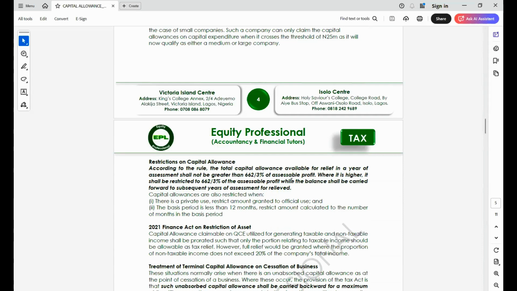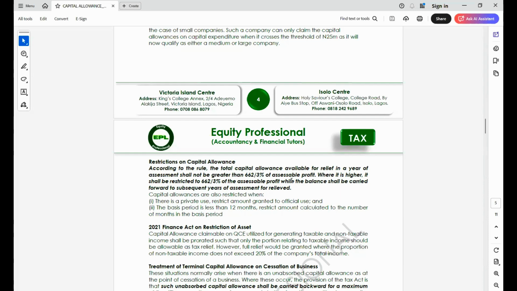Then there is also a restriction for capital allowance. So it is not all the amount that you calculate. I told you earlier that to get total capital allowance, you are going to add your initial allowance plus annual allowance plus investment allowance plus balancing allowance. When you add all this up, it will give you the total capital allowance that you are going to remove from your accessible profit before that profit will be charged to tax.